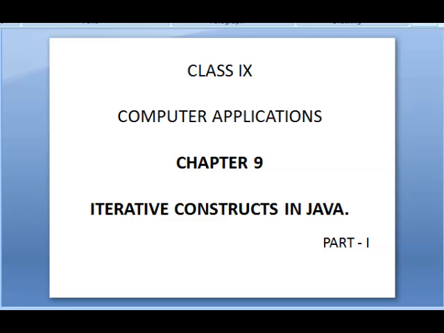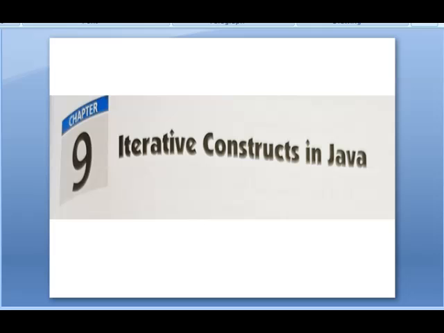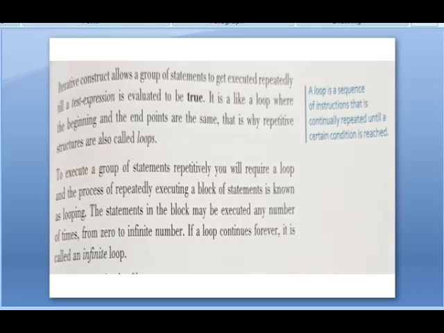Students, this is chapter number 9. The chapter is Iterative Constructs in Java. So now we are going to see what these iterative constructs are. An iterative construct allows a group of statements to get executed repeatedly until the test expression evaluates to true.